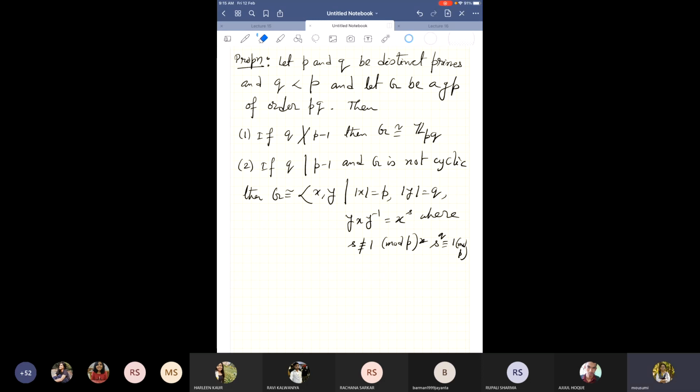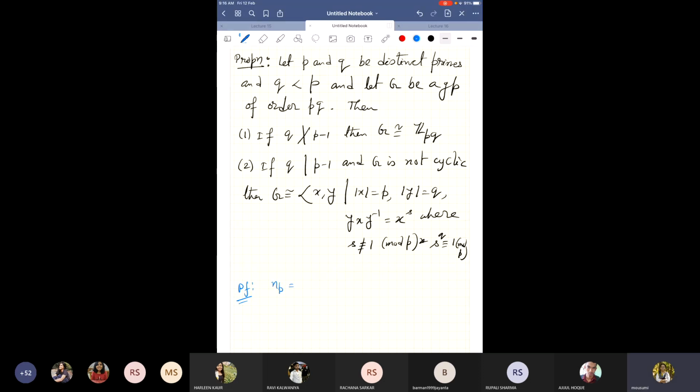So let us first consider the case when Q doesn't divide P. Before that, let us count how many Sylow P and Sylow Q subgroups there will be. There are only two prime divisors, one is P, another one is Q. So there will be a Sylow P subgroup and there will be a Sylow Q subgroup.